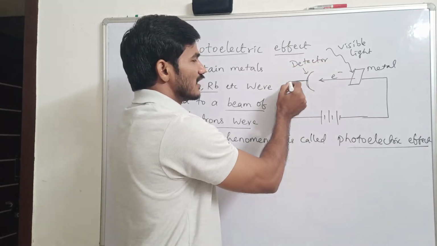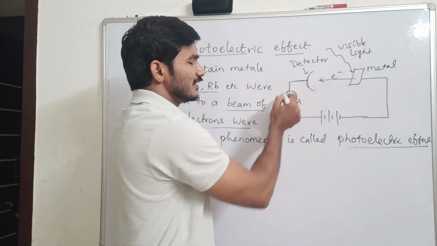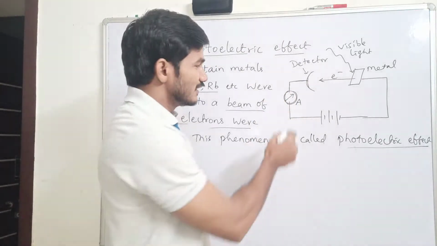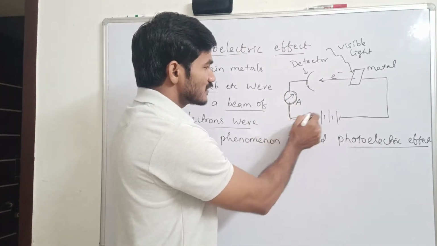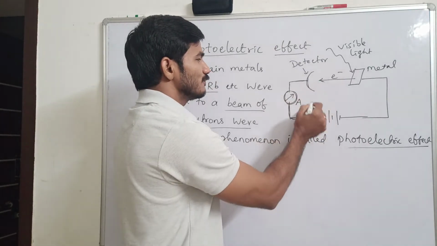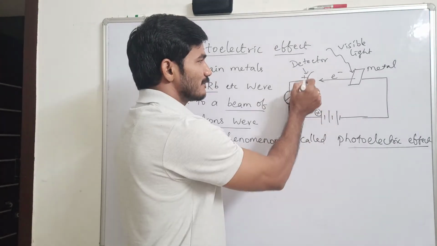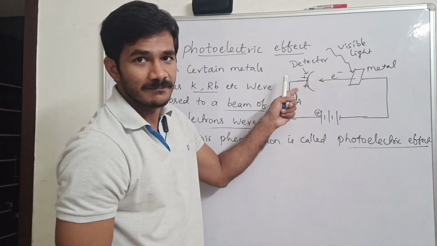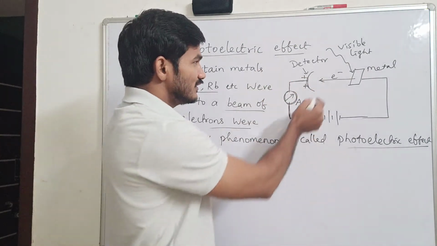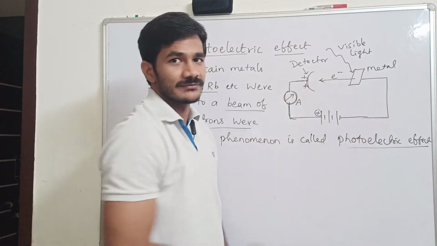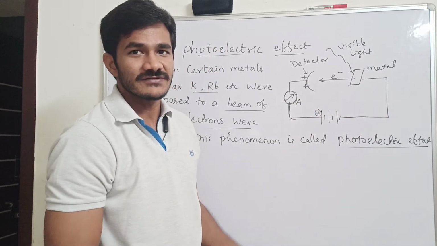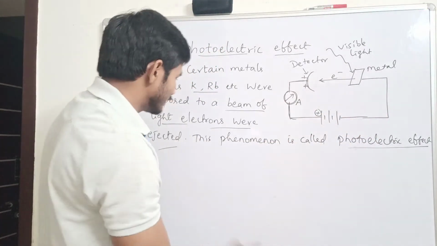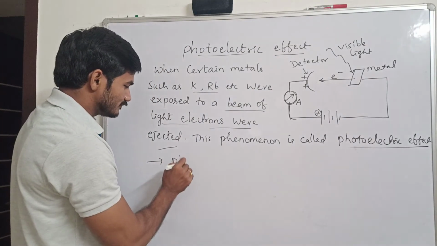And through this is an ammeter which identifies how much current is passing through it. That current passes through the circuit. This is a positive plate because it is connected to the positive terminal of the battery, so the electron is easily attracted to the positive plate. So these electrons are passed through the circuit. These electrons which are coming out from the metallic surface are said to be photoelectrons.